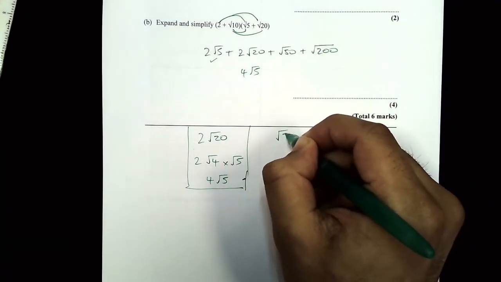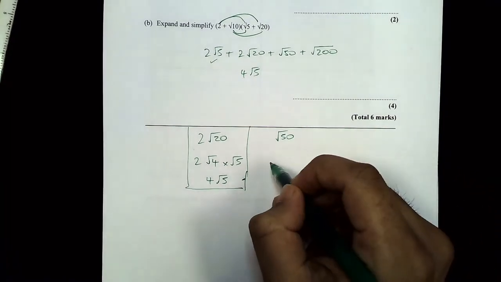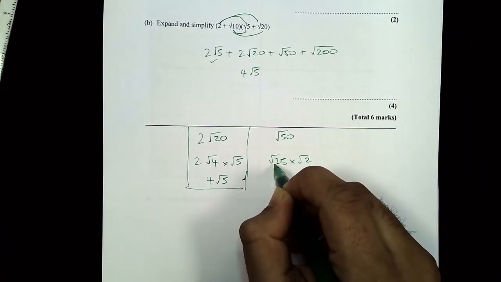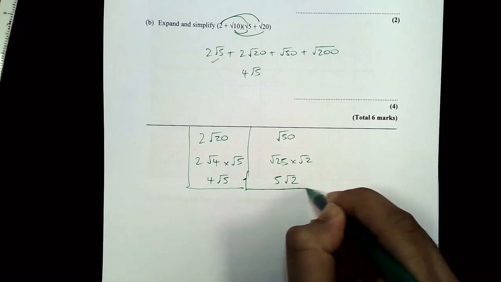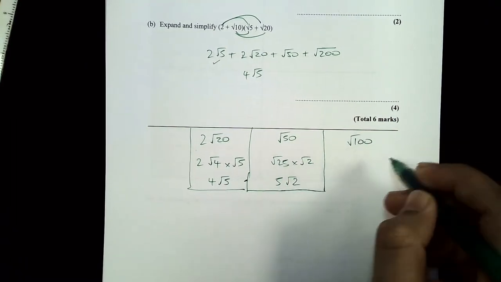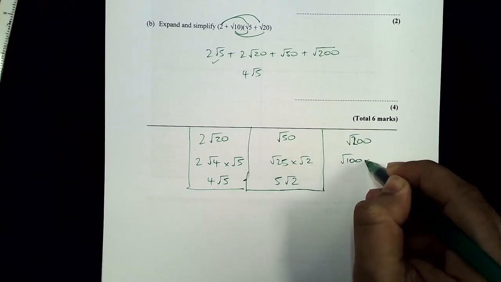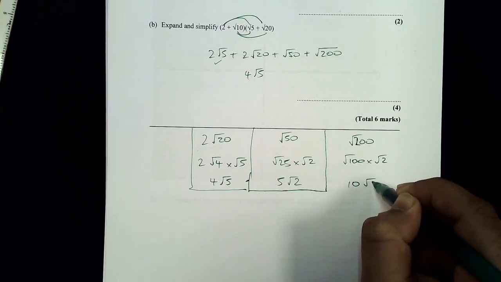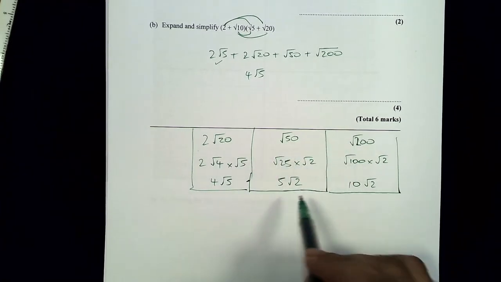Now we're going to deal with root 50. Well, root 50 is the same as me writing root 25 times root 2. What's the square root of 25? 5. So that is 5 root 2. So I've just simplified that one. And then root 200, well, that is the same as me writing root 100 times root 2, which is, what's the square root of 100? 10. So 10 root 2. I've just simplified each of those surds. That one, and that one are all simplified now.